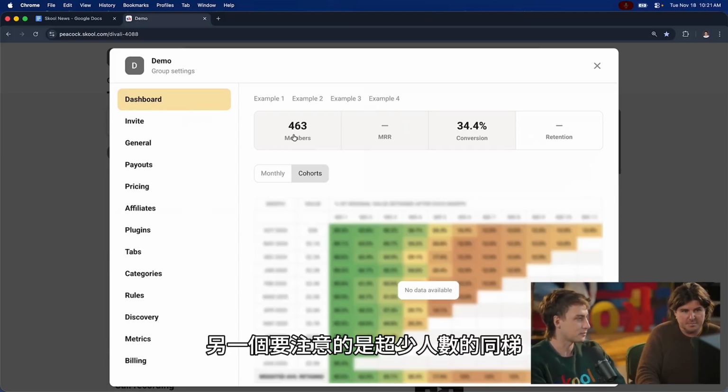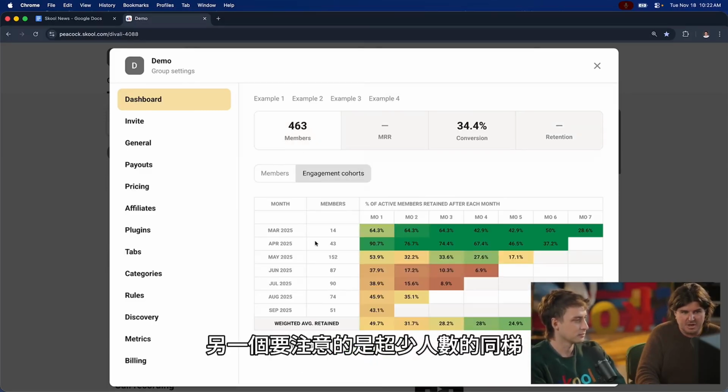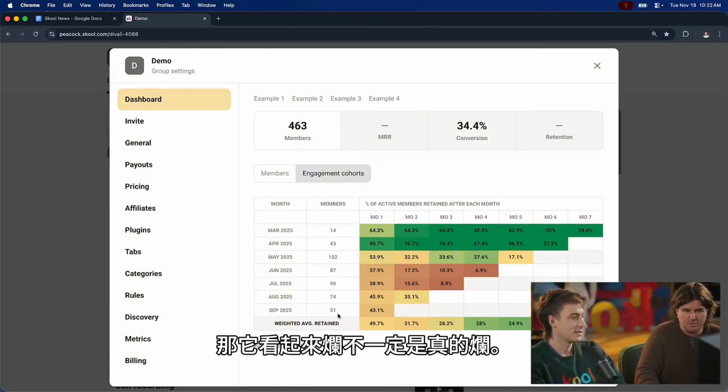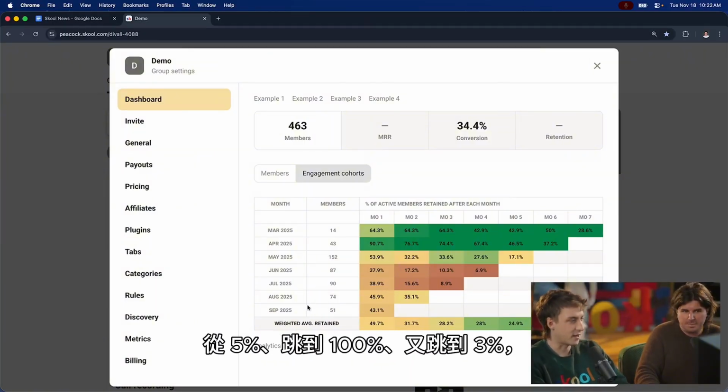Yeah, the other thing to be mindful of is very tiny cohorts. If the cohort's very small, like 5, and your others are 100 plus, it might not be a bad cohort. It's just the numbers are too small. It goes from like 5%, 100%, 3%. It's all over the place.